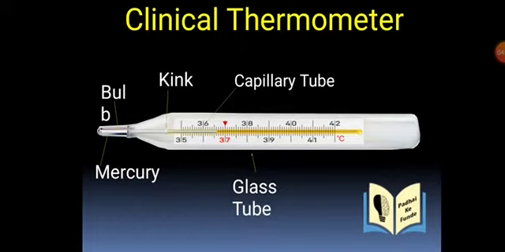That much thin the tube is, known as capillary tube. And then at the beginning part of this capillary tube, you can see a little bend here. That bend is called as kink.